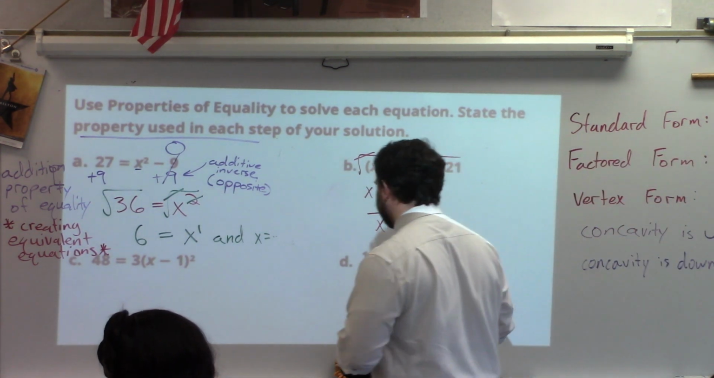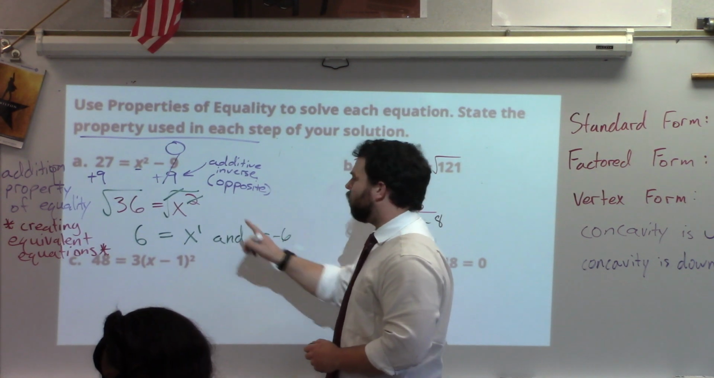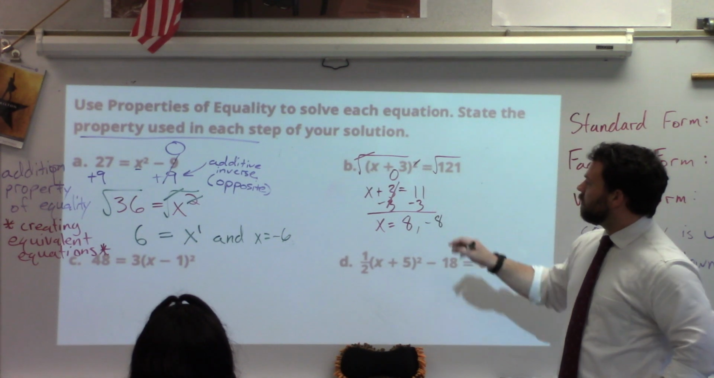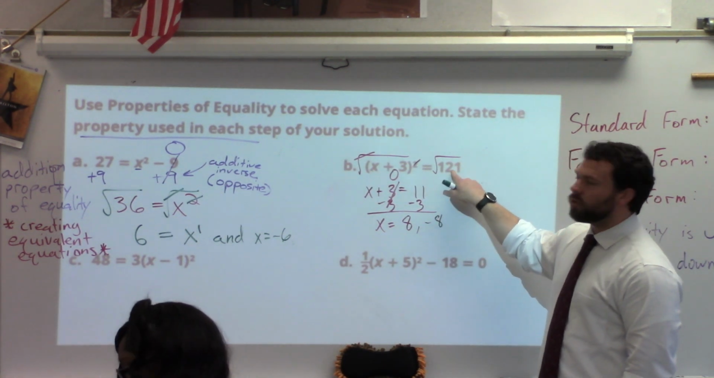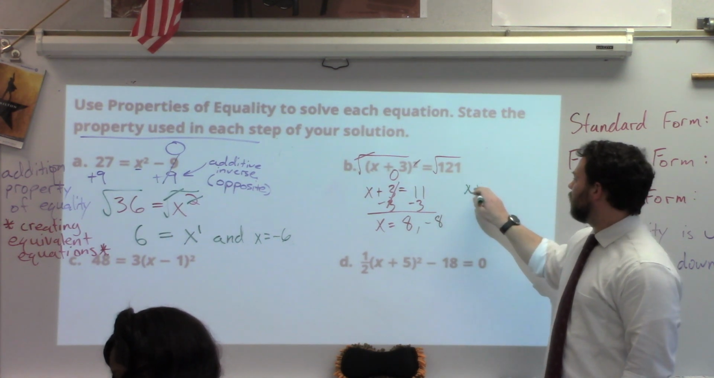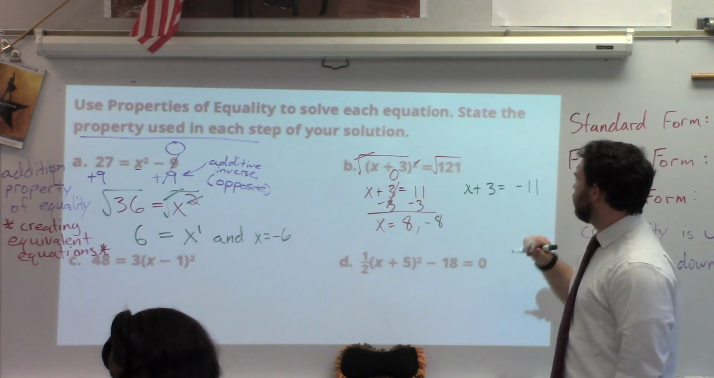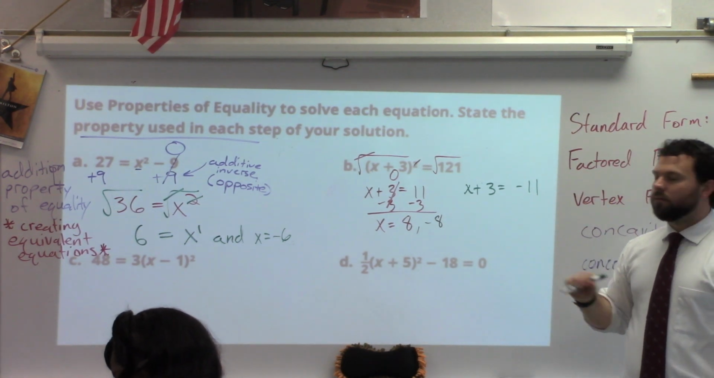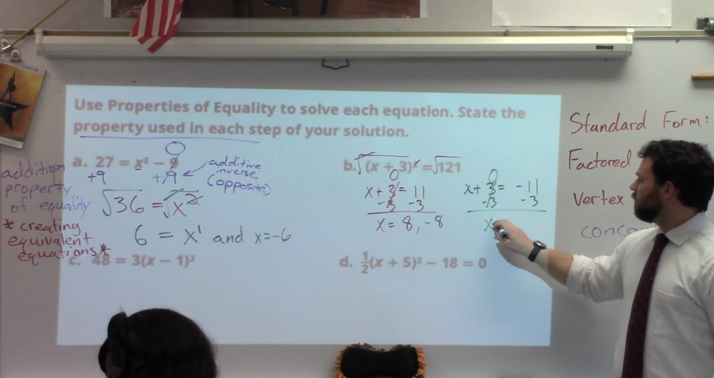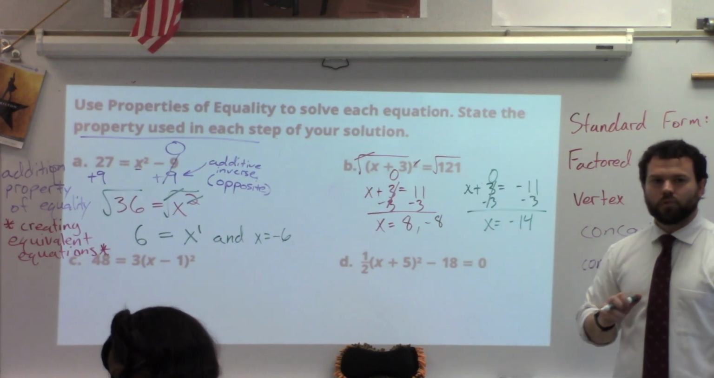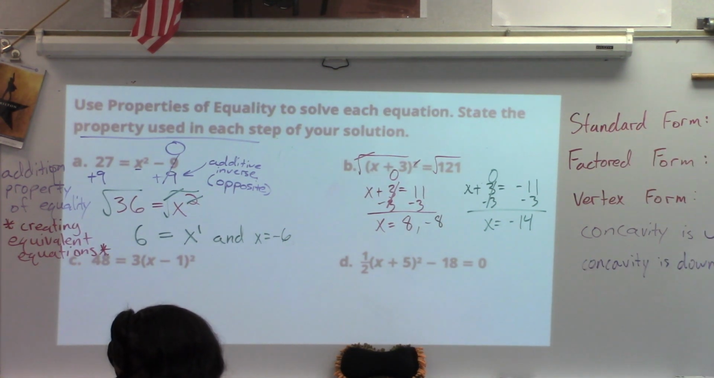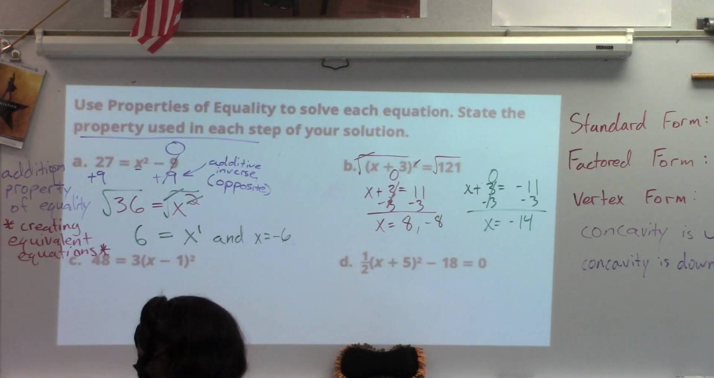I got a positive and a negative here when I took the square root. So remember, 11 squared is 121. What else squared would be 121? Negative 11? Test that in your calculator. See if that makes the equation true or false. Remember, you already have it typed out.